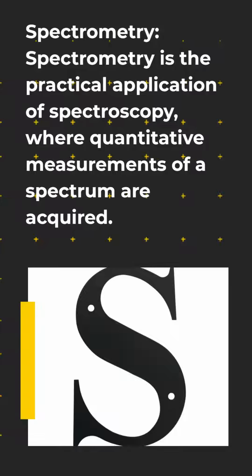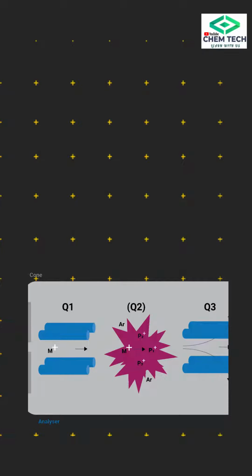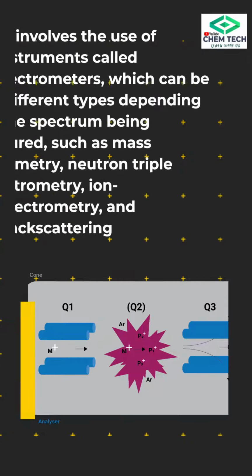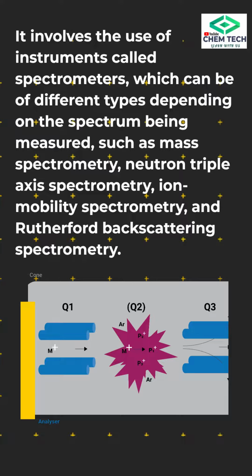Spectrometry. Spectrometry is the practical application of spectroscopy, where quantitative measurements of a spectrum are acquired. It involves the use of instruments called spectrometers, which can be of different types depending on the spectrum being measured, such as mass spectrometry, neutron triple-axis spectrometry, ion mobility spectrometry, and Rutherford backscattering spectrometry.